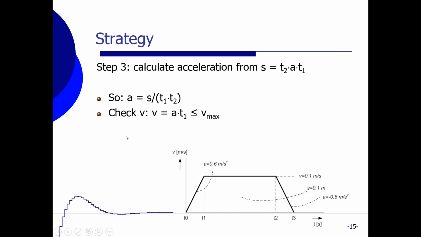So now we have to do one last thing. We have to check if the velocity does not exceed the maximum required velocity. So a times t1 should be smaller than or equal to the maximum velocity.